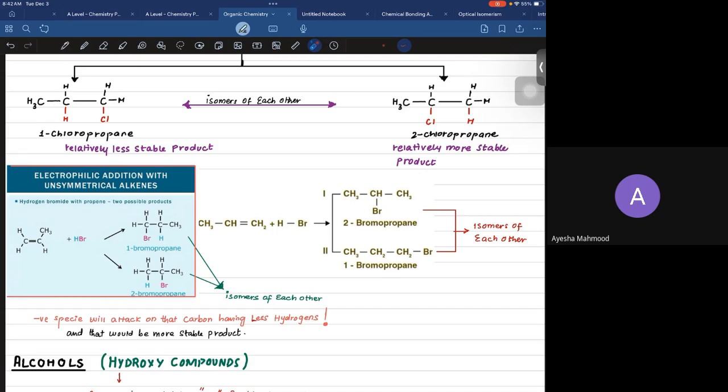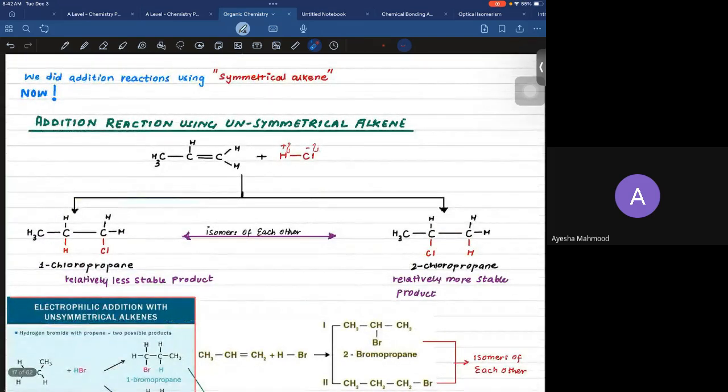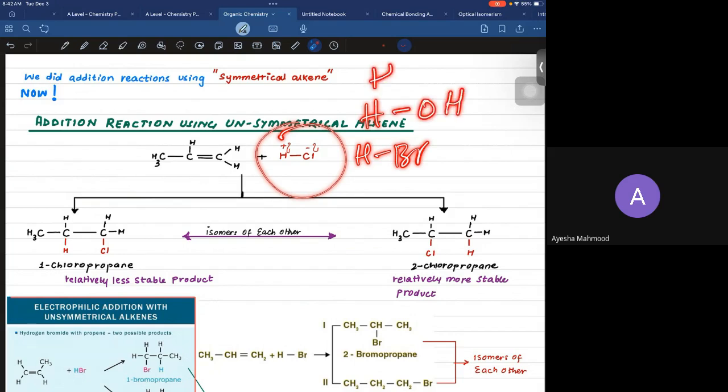And this is not only for water. Whatever addition reaction is happening here, it may be HCl, it may be HBr, it may be HI, it may be anything related to addition reaction. You would be using this concept. It's very easy.